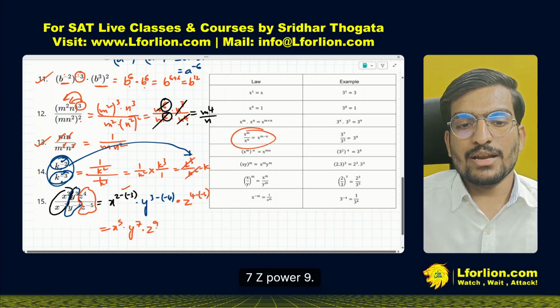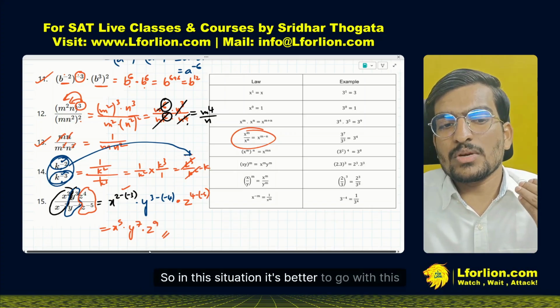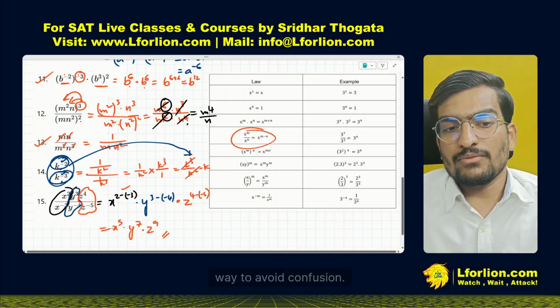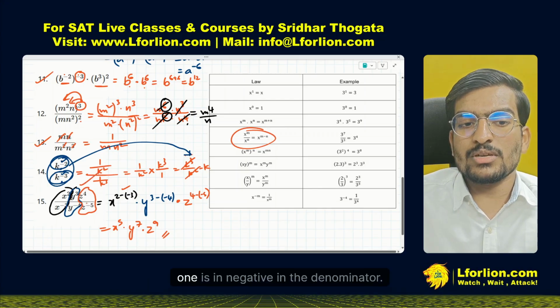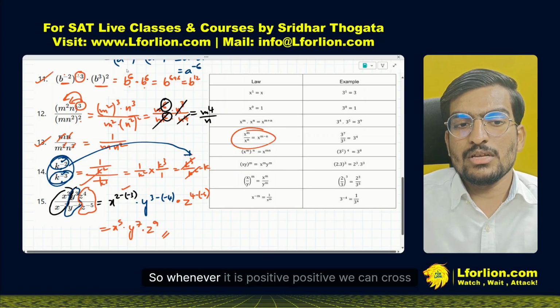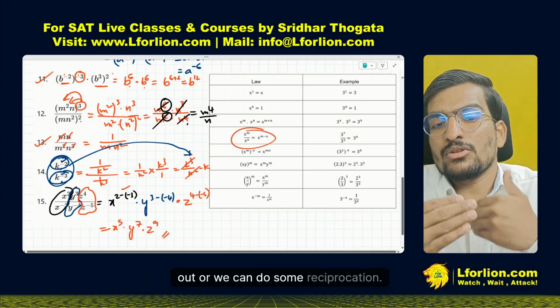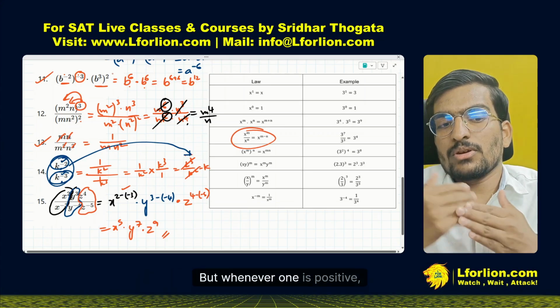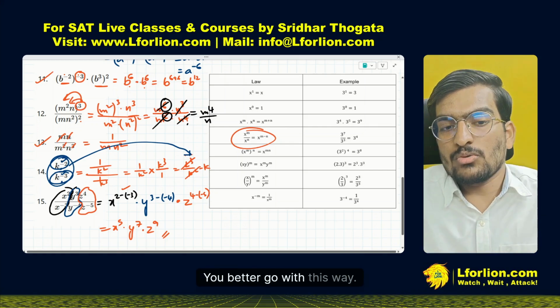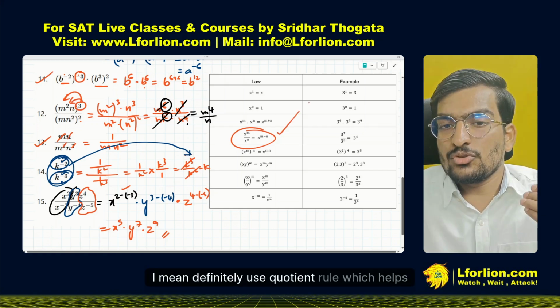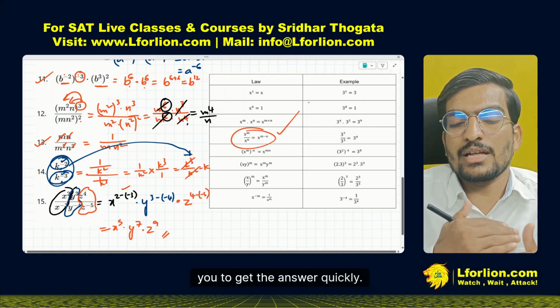So in this situation it's better to go with this way to avoid confusion, because one is positive in the numerator, one is negative in the denominator. Whenever it is positive we can cross out, or we can do some reciprocation. But whenever one is positive, one is negative, you better go with this way. I mean, definitely use the quotient rule, which helps you get the answer quickly.